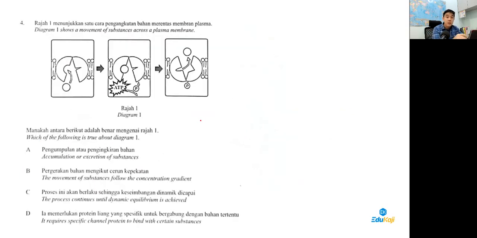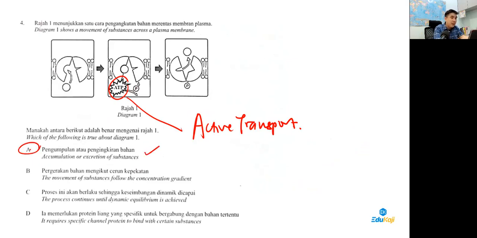Number 4, still chapter 3. Because energy is needed, guys, one look I can see ATP, straight away I know it is active transport. So which is true about the diagram, guys? Normally we would accept A lah, but let's check out the rest. Movement of substance do not follow, they are against. Menentang kecerunan kepekatan, they are against the gradient.